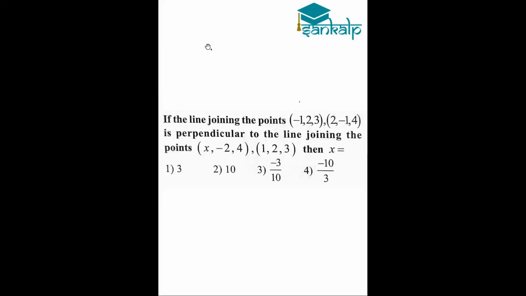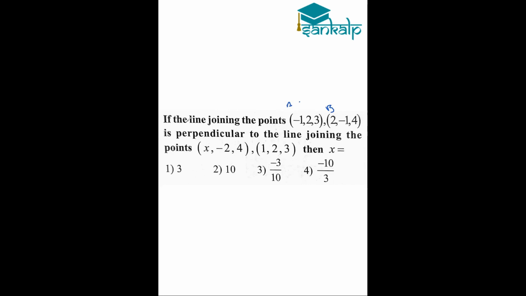Next question. If the line joining the points, I'll consider this as A and the point B, is perpendicular to the line joining x minus 2, 4, 1, 2, 3, then x is equal to. So they have given the line joining AB and the line joining CD are perpendicular to each other.